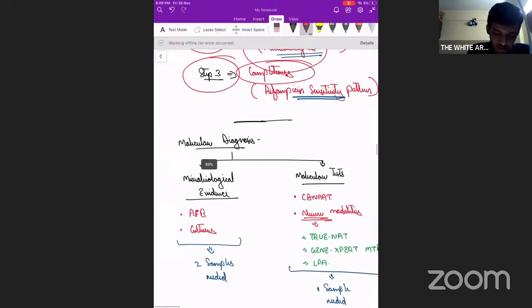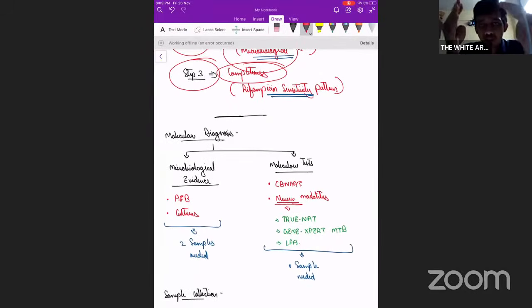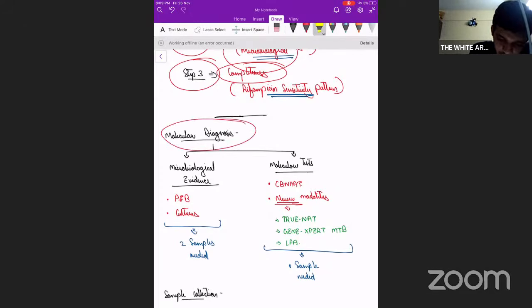Fine. Now we are done with the chest X-ray. We either have a lesion that is suggestive of TB, or we have a non-specific shadow that is not resolved with antibiotic treatment. Next, what do we do? That is when we do molecular diagnosis.